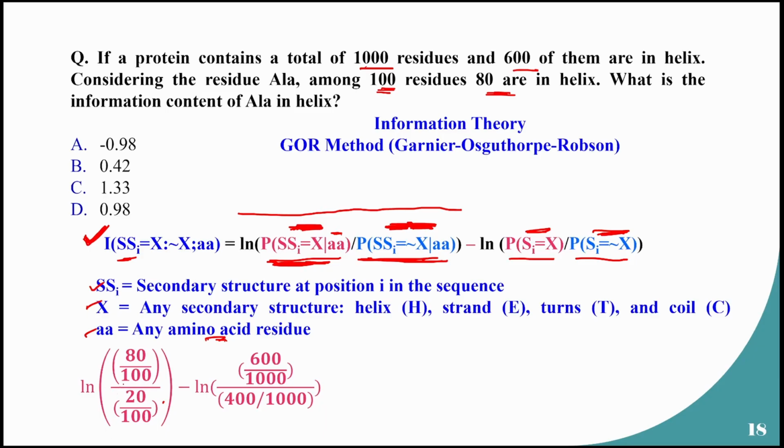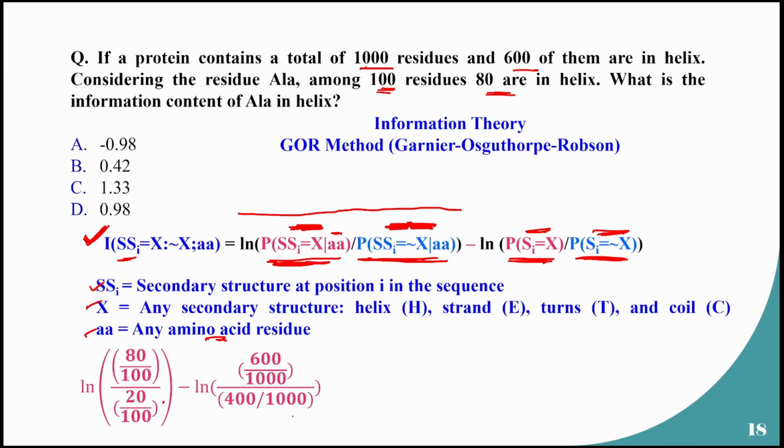And then you will get the first term here. Out of 1000, we know that 600 overall amino acid residues are part of helix. That means this particular term will be 600 by 1000. And since 600 are in helix and 400 are not in helix, this term will be 400 divided by 1000.